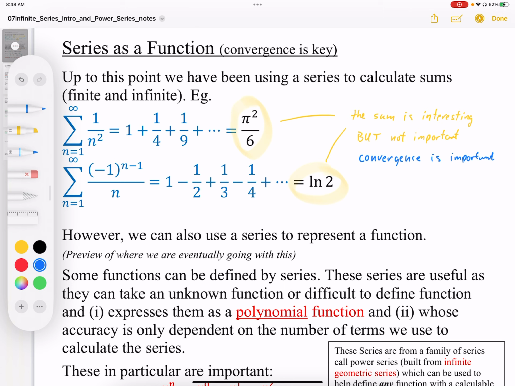And these sums are very interesting, but however, they're not that important. The actual value of the sum is not that important. What's really important, though, is the fact that they converge, and they're very useful when they converge.